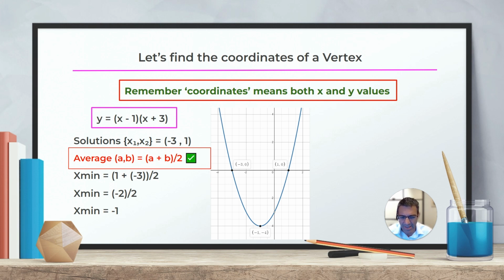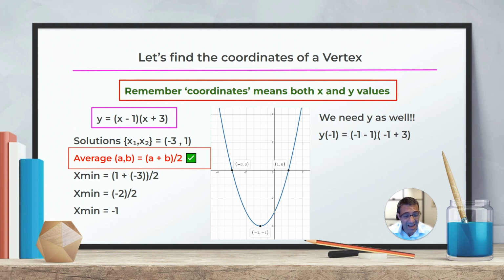But that's just the x-coordinate. And we need the y-coordinate as well. Well, to find the y-coordinate, we're lucky. We have this equation, y equals x minus 1, factor of x plus 3. If we were to put in x values, we will get y values. So if we put the x value negative 1, we will get a y value for that x-coordinate. We can do that right now, since we need y as well. Let's try y of negative 1.